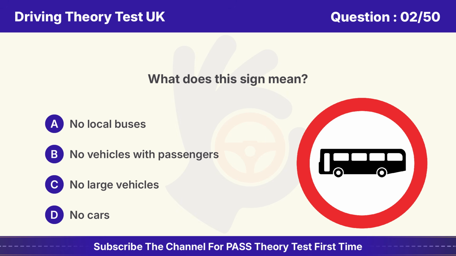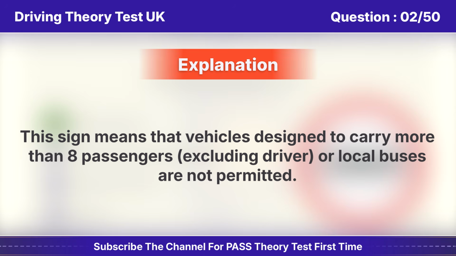Question 2. What does this sign mean? Answer is A. No local buses. This sign means that vehicles designed to carry more than 8 passengers, excluding driver, or local buses are not permitted.